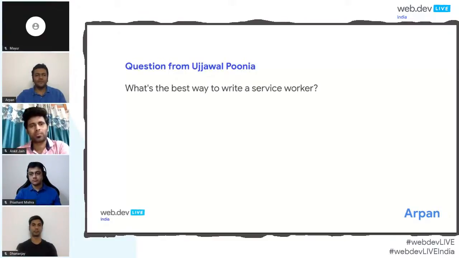This is from Ujjwal. For me, what's the best way to write a service worker? Simple. Workbox. Just go and use it. You'll find your solution over there. It makes it quite fast. So yeah, I guess that would be a very short answer. Okay, moving on to the next one.